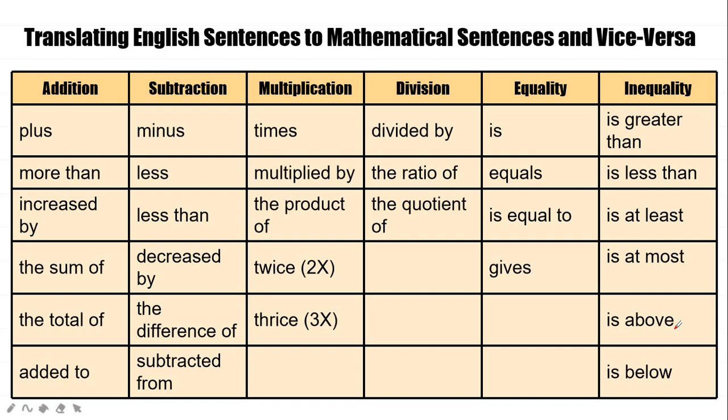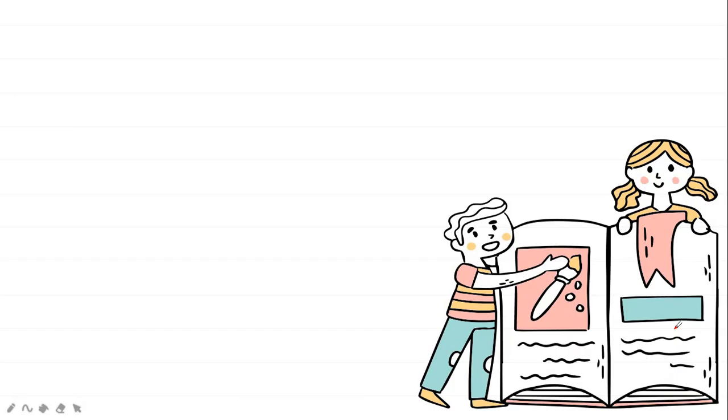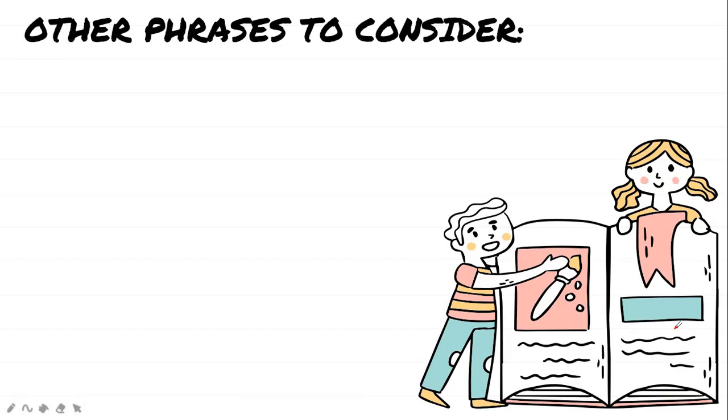For equality, we have is, equals, is equal to, gives. And for inequality, we have is greater than, is less than, is at least, is at most, is above, and is below. Those are some of the words or phrases that might be seen in a mathematical statement. Okay, so let's have other phrases to consider in a mathematical statement.